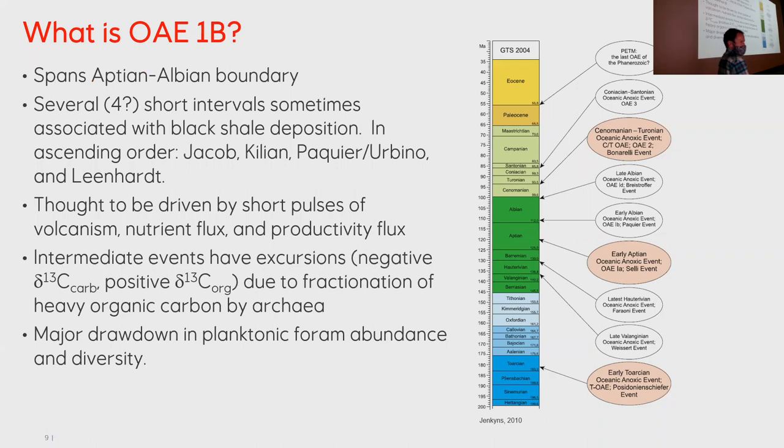The other one we look at in this group is OAE1B. And these were a little bit different. Rather than what we think of as a distinct event, these were four shorter events. And we also think that these probably had to do with pulses of volcanism. But interesting here is that there was a major disruption for some reason in the occurrence of plankton within this particular interval. And we lose most of the marine algae and zooplankton that we might be used to here.